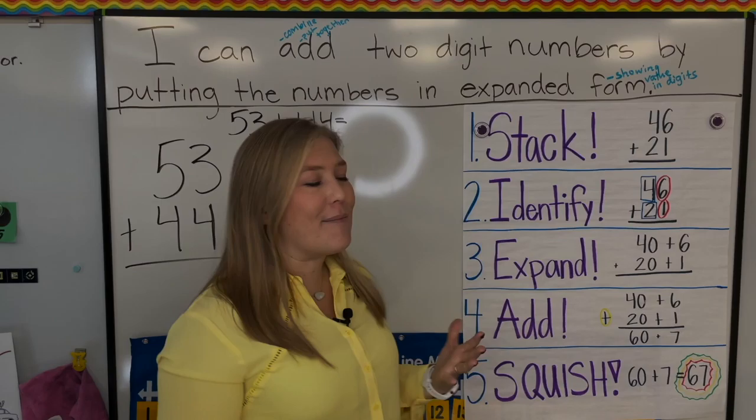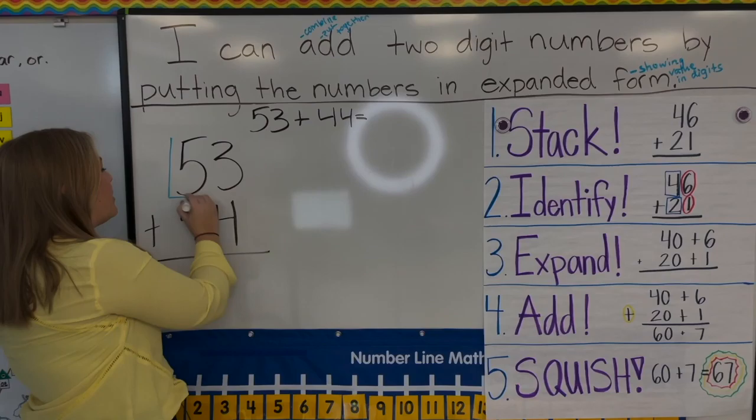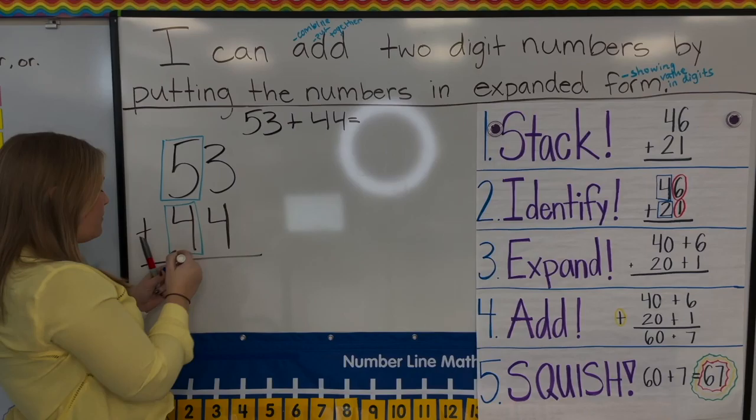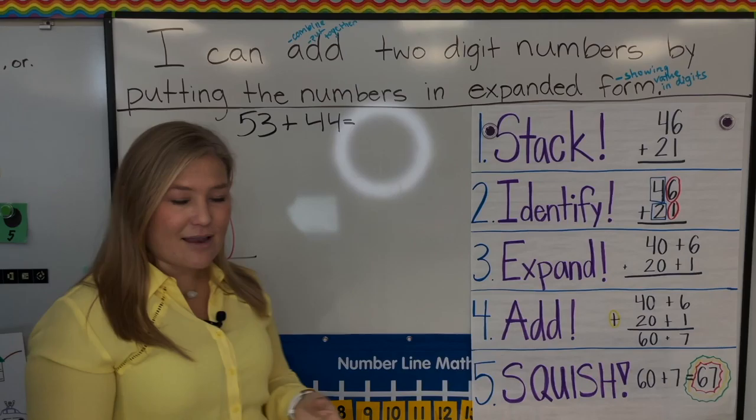So I'm going to put a box around my tens place, a circle around my ones place. So if I put a box around my tens place, in the number 53, I know I'm gonna put a box around five. And in the number 44, I know I'm gonna put a box around the four. This is nice because I see my tens are already stacked up and on top of each other, ready to go. Then I have a three in my ones place and a four in my ones place.